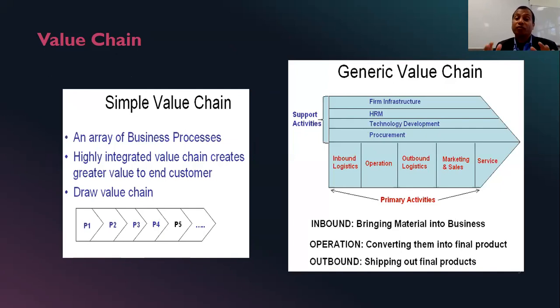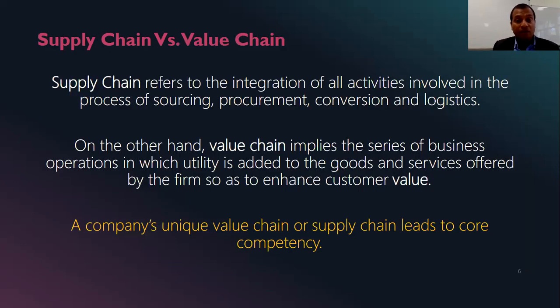Whereas we have seen the value chain is the bigger set, which involves the 9 activities or business processes, 5 primary plus 4 supporting. So you understood that supply chain is a chain of activities which talks about the sourcing, conversion, that is the manufacturing, and logistics. Together this is known as the supply chain. On the other hand, the value chain implies the series of business operations. So that is the broader set.